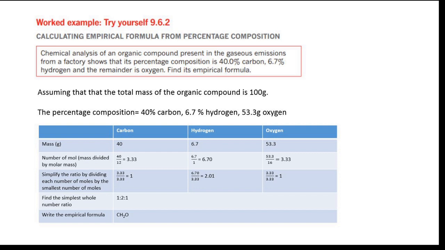You can calculate the number of moles, which is mass divided by molar mass. Then you simplify the ratio by dividing each number of moles by the smallest number of moles. You have the ratio of carbon to hydrogen to oxygen will be 1 to 2 to 1. So the simplest whole number ratio will be 1 to 2 to 1. So when you write down the empirical formula, it will be CH2O. Alright, so that is what empirical formula is.